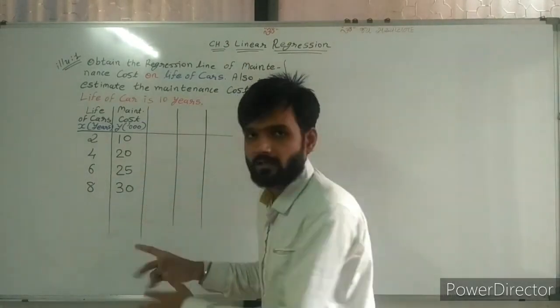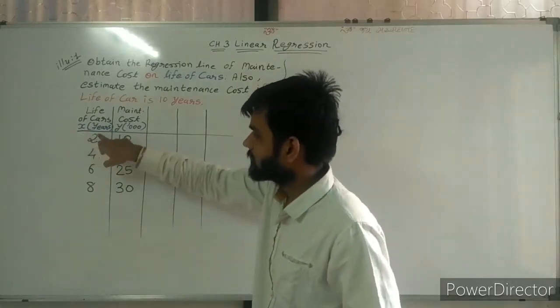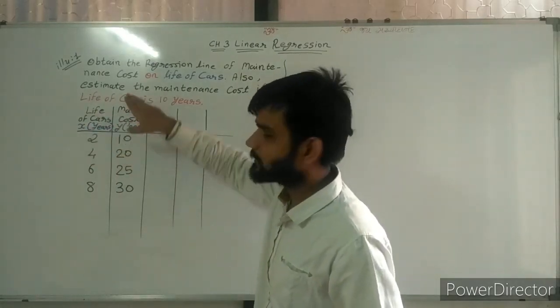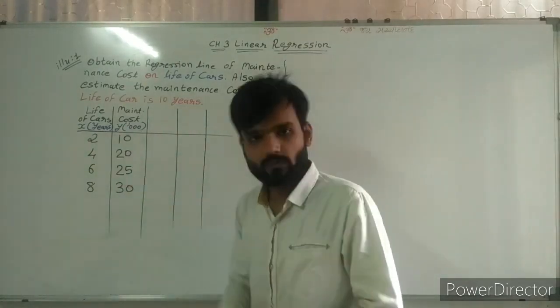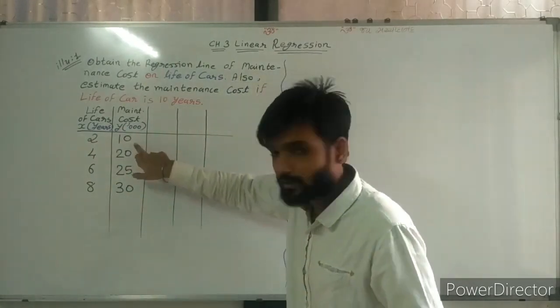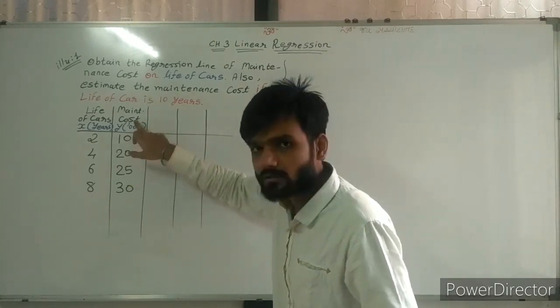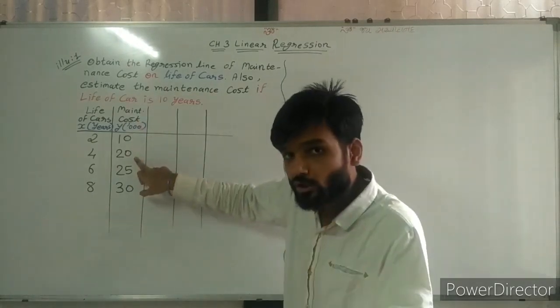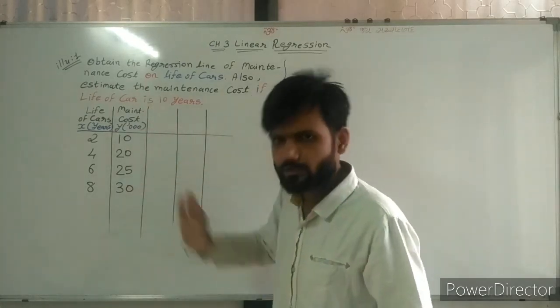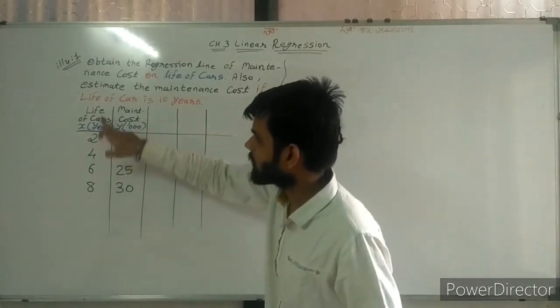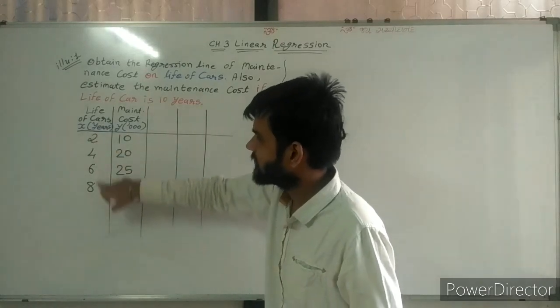So this data is given, and I have assumed here X as life of car and Y as maintenance cost of the car. That is written here. Now this is not 10, it is 10,000. In the same way this is 20,000, 25,000 and 30,000, but written in short. Same way years: 2 years, 4 years, 6 years, 8 years.